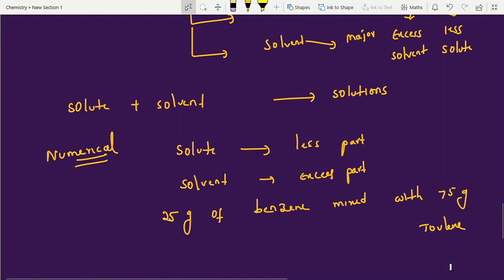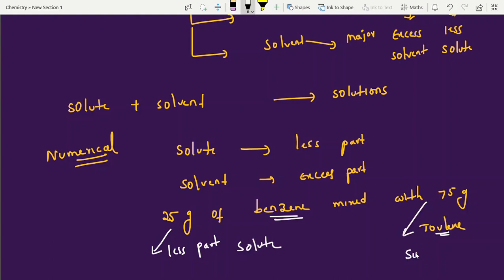25 grams of benzene. Students, your solution may be two solids, two liquids, or two gases. That doesn't matter, the physical state. Here I have taken 25 grams of benzene, liquid only. This is also a liquid solution. So which is the lesser part? That is the solute, right? Which is the excess part? That is the solvent, right? So like that we have to find out in the given numerical. Is it clear? Yes, very good.